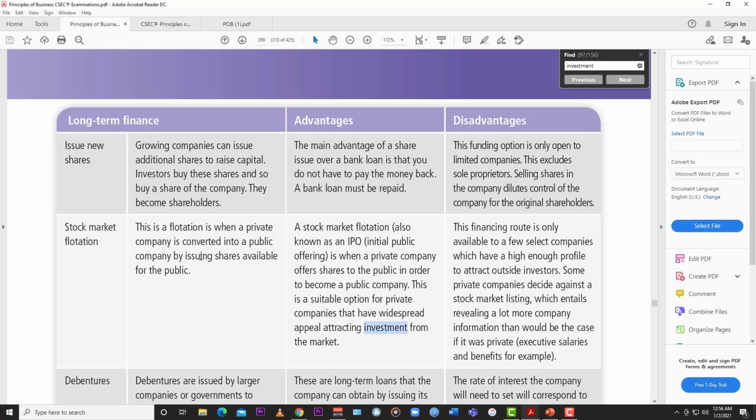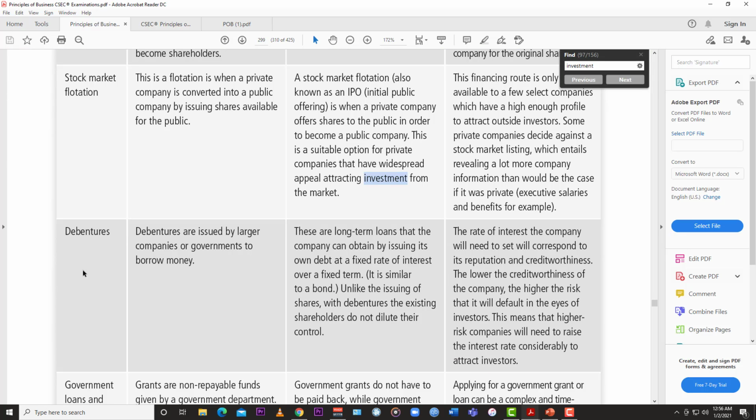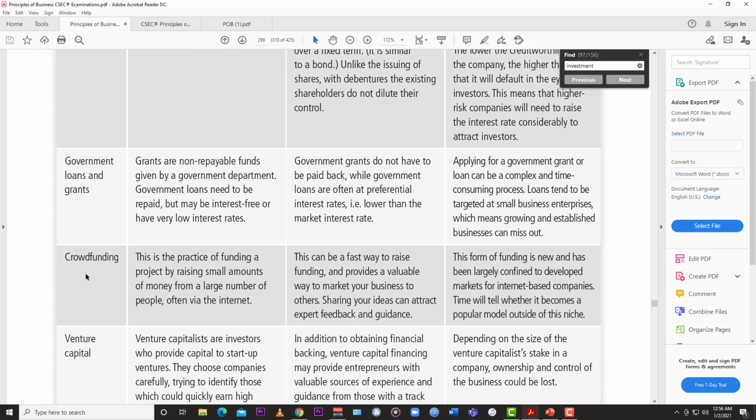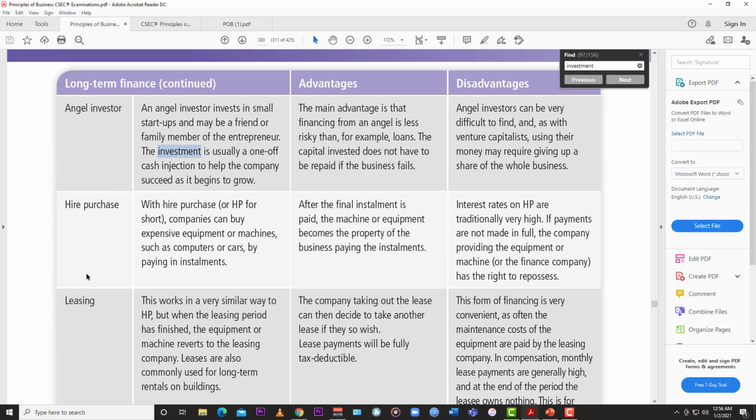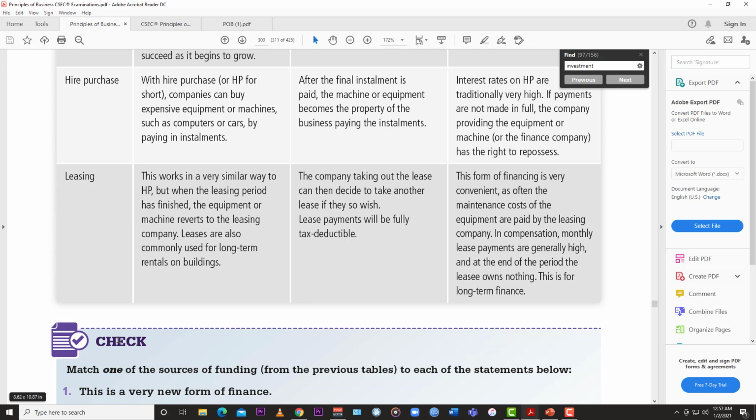You have the more long-term: shares in the stock market, debentures, bonds, treasury bills, venture capitalists, hire purchase, angel investors, leasing. Those are examples of long-term financing, minus the treasury bills. No, that's not long-term financing for companies like that. That's more when you as a person want to invest for those kinds of things.